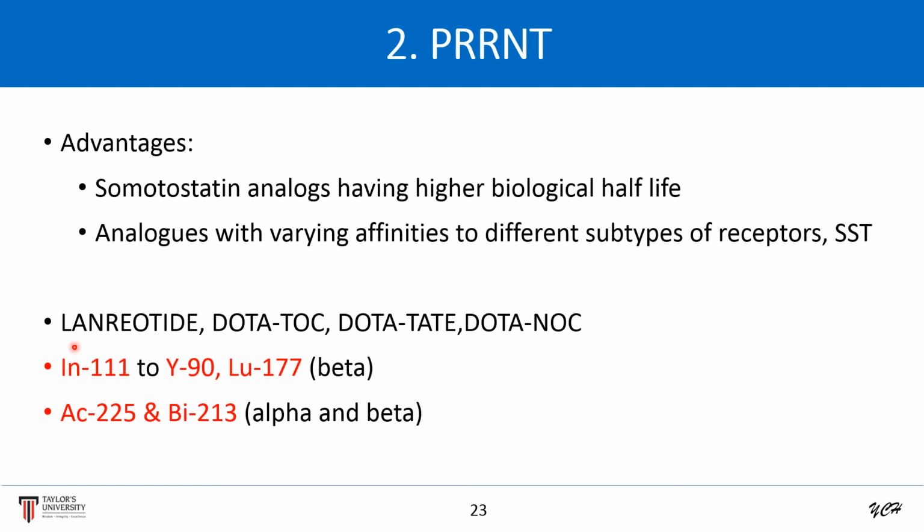Examples of the analogs are lanreotide and octreotide. And a radionuclide example was indium-111. And recently, we have been using yttrium-90 and lutetium-177, which are beta emitters. And recently, there are developments in actinium-225 and bismuth-213, which can emit both alpha and beta radiations.